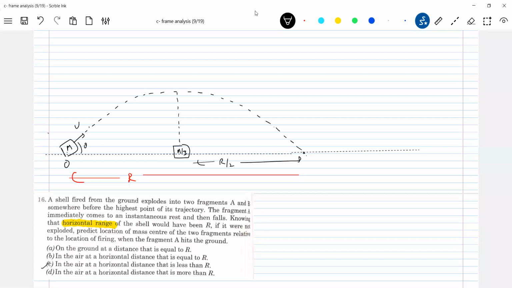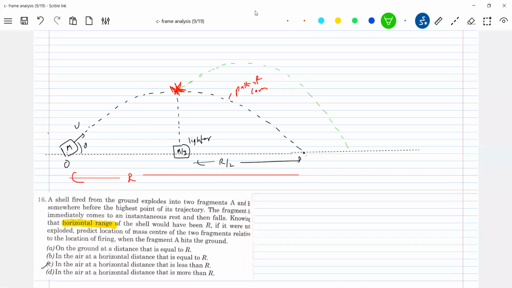Where should the other fragment be? The lighter fragment will be here. Where is the heavier fragment? Let's say explosion occurs, and due to the explosion, the lighter fragment of mass m by 3 will fall at this particular point. Where should the other 2m by 3 be? No, this is the path of the center of mass. Though the explosion occurred, the center of mass is still going to describe that parabolic path as if no explosion occurred.